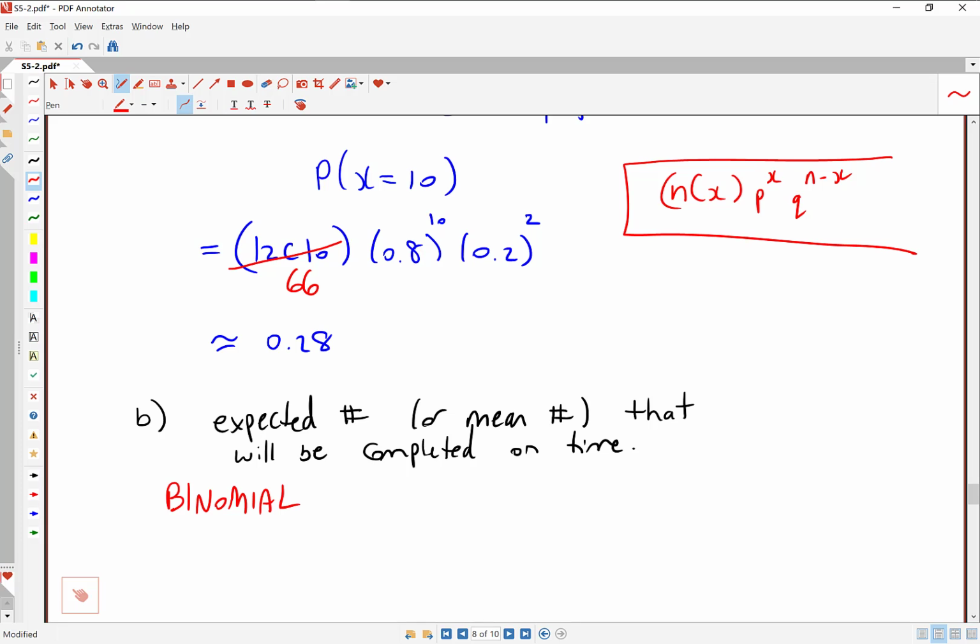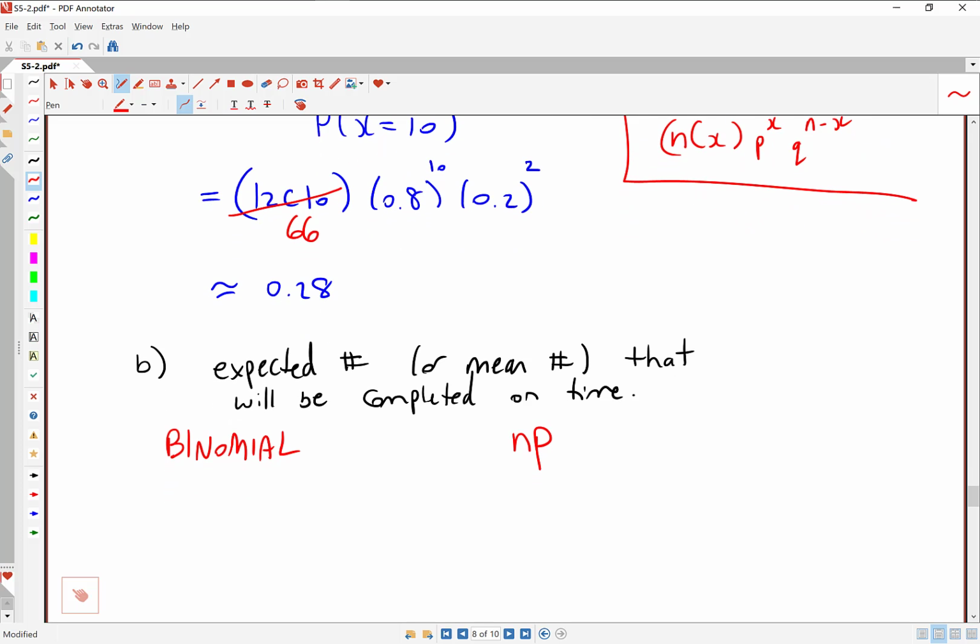So because it's a binomial experiment, there's a very fast way of calculating the expected number of successes. The expected number of successes in a binomial experiment is always going to be n times p. That only applies to binomial experiments, but when you have one, this is a super fast way of calculating the expected number of successes. So we're just going to say n is 12 and p is 0.8. It's just a matter of multiplying 12 by 0.8 and getting 9.6.